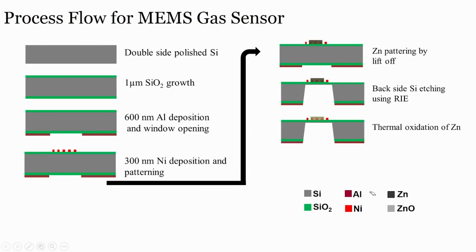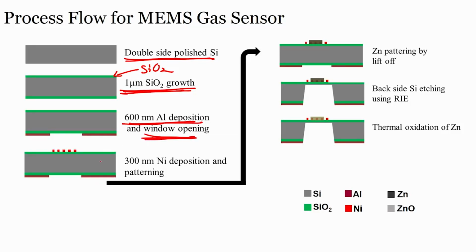Okay. So, let us see the process flow for MEMS sensor. First, you have a double side polished silicon. We have seen silicon wafers which are single side polished; we can also have silicon wafers which are double side polished. Now, you grow 1 micron silicon dioxide, you can see here the green color is your SiO2. Then you have 600 nanometer of aluminum deposition on the bottom, and you can open the window.